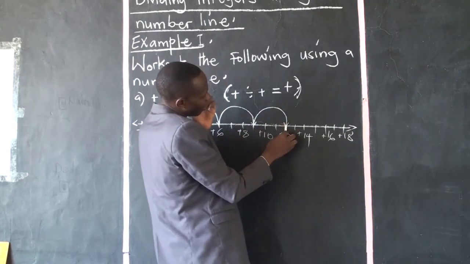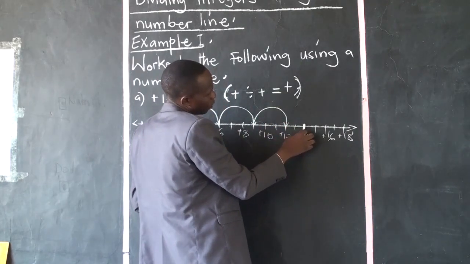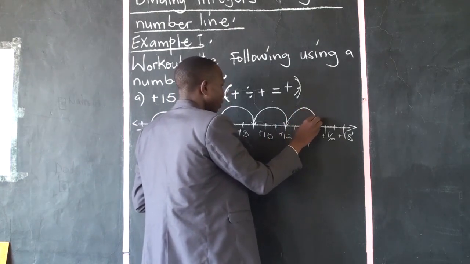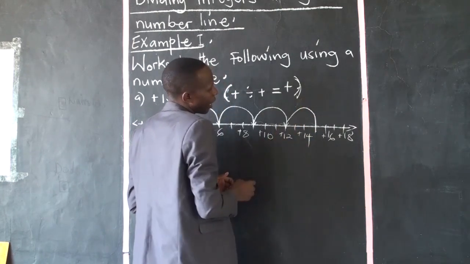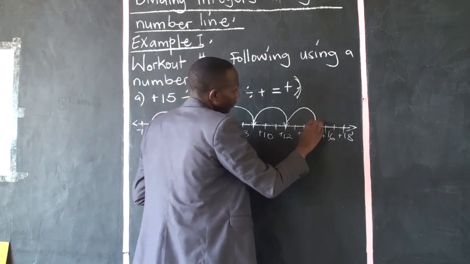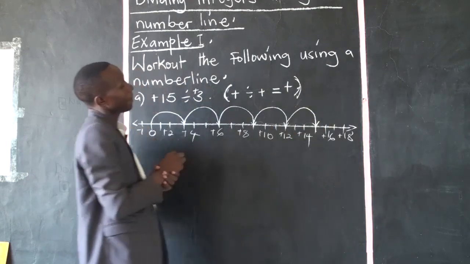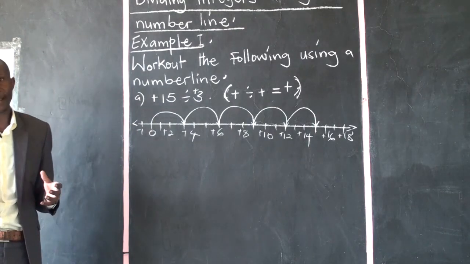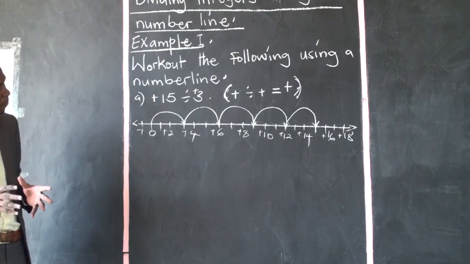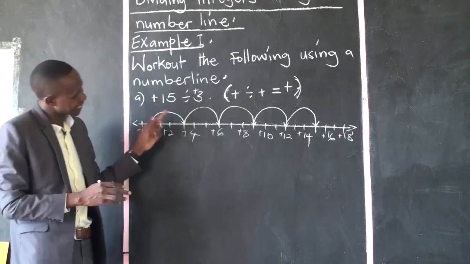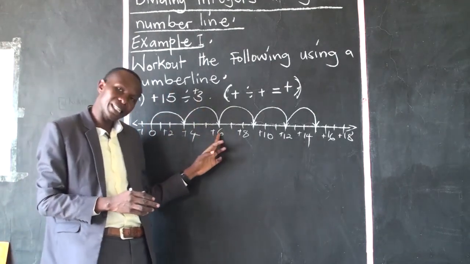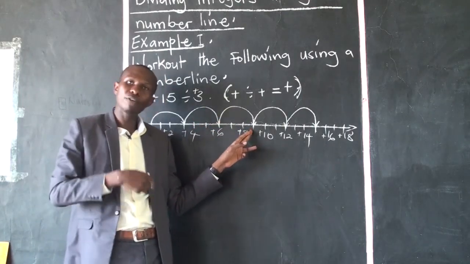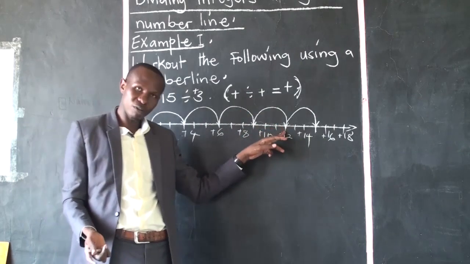From 12, I will say 1, 2, 3. So, meaning that from 12, I will move up to 15. Then that is where they required us to end. The first interval took me up to 3. The second interval brought me up to 6. The third interval brought me up to 9. The fourth one brought me up to 12.